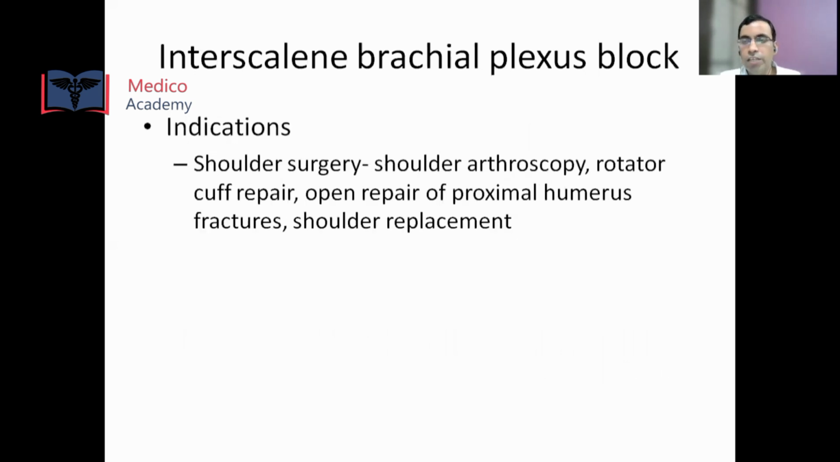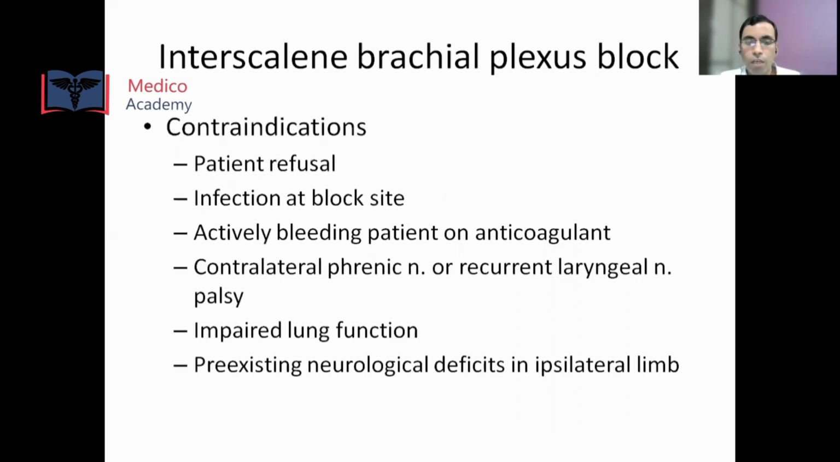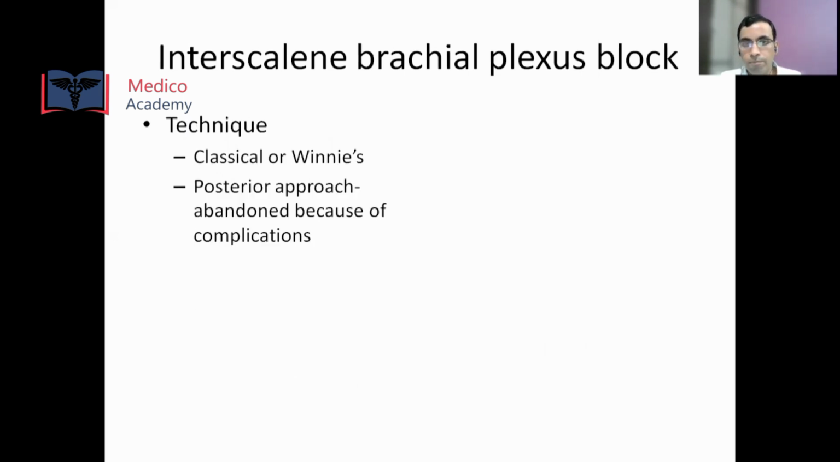Indications for interscalene brachial plexus block include shoulder surgery. This includes any shoulder surgery like shoulder arthroscopy, rotator cuff repair, open repair of proximal humerus fractures, and shoulder replacement surgery. Contraindications to this block include patient refusal, infection at the block site, actively bleeding patient who is on anticoagulants, contralateral phrenic nerve or recurrent laryngeal nerve palsy, impaired lung function, pre-existing neurological deficits in the same limb.